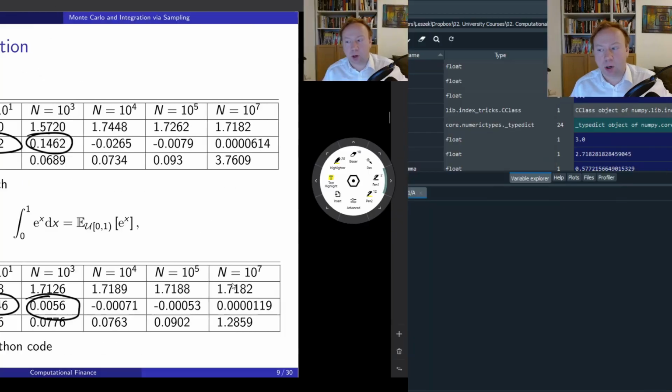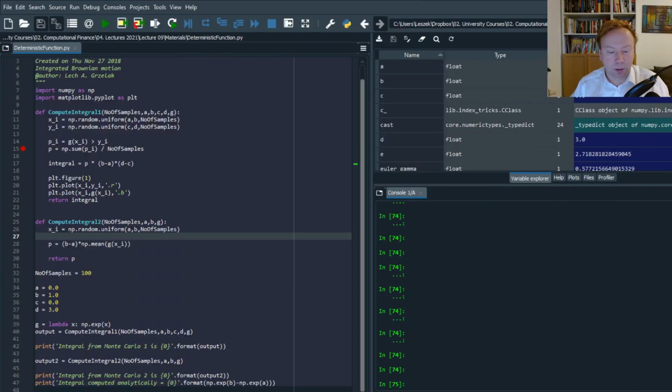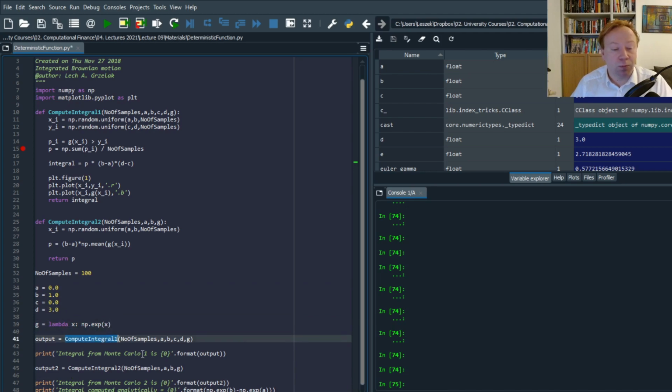Let us take a look now at the code. I would like to illustrate how to perform this simulation. You see the code is very simple. This is the main part of the code. We choose the number of samples. This is the rectangle that we choose: a is 0, b is 1, and then we have c and d, where the lower limit c is 0 and d is 3. These are the settings. We integrate the function exponent of x, and we call the function compute integral 1.